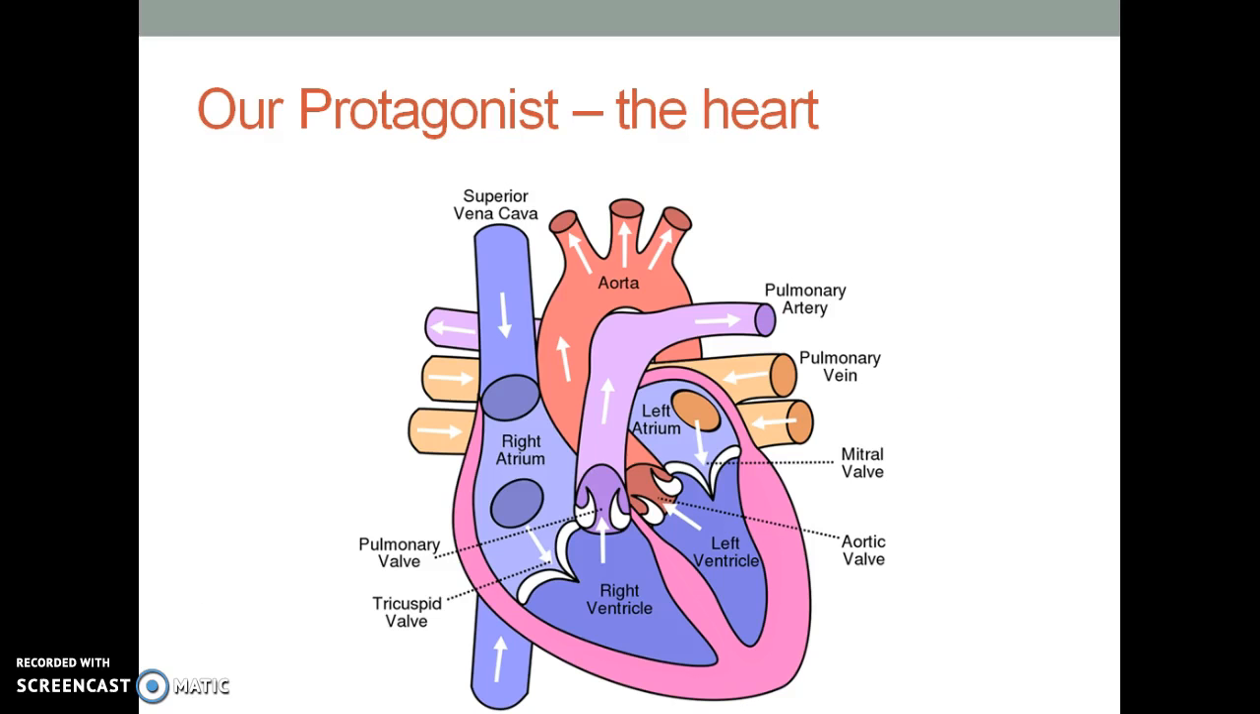Then the heart. The heart is sort of the center of the circulatory system. It's the pump. It's what allows the blood to flow through this whole system. Without the heart, nothing else works, because this is like the engine.